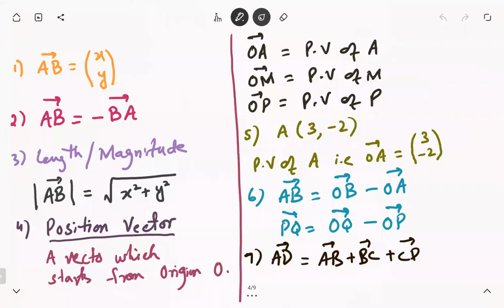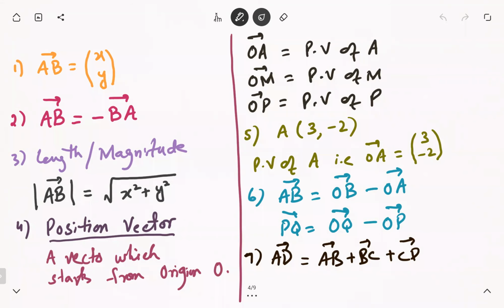You can write any vector AB in terms of position vectors. Like AB in terms of position vectors will be OB minus OA, PQ will be OQ minus OP, SR will be OR minus OS. So, position vector of the second minus position vector of the first. Then the last thing we did yesterday was that we can write any vector in the form of a sum of other vectors, like AD is equal to AB plus BC plus CD.